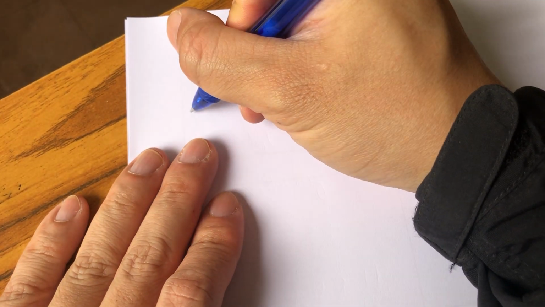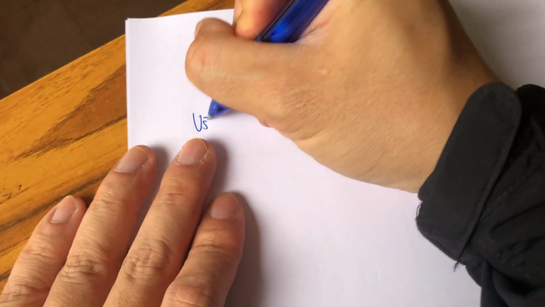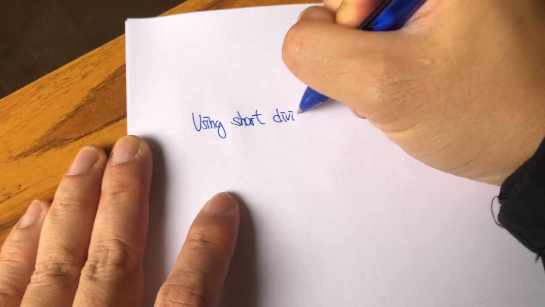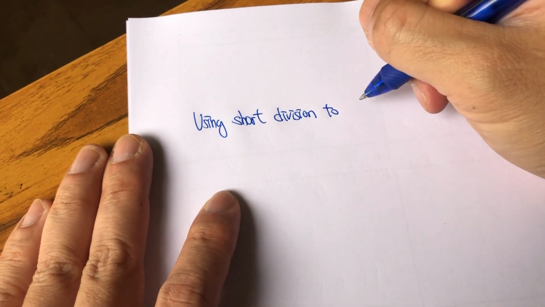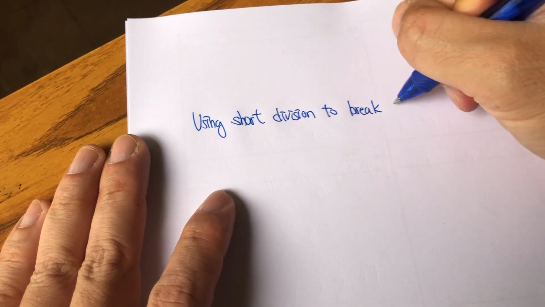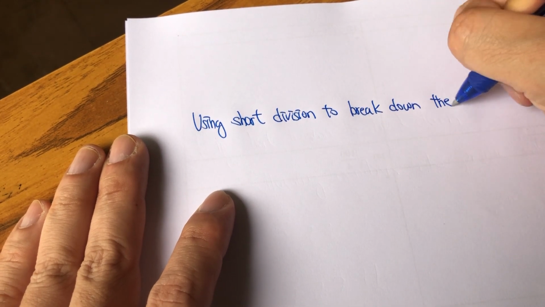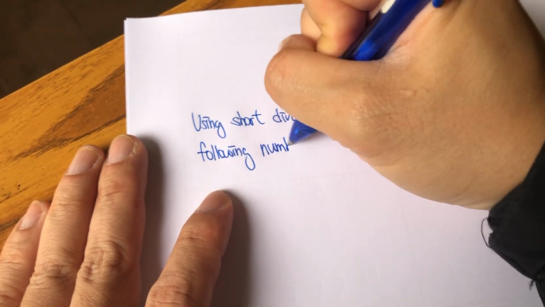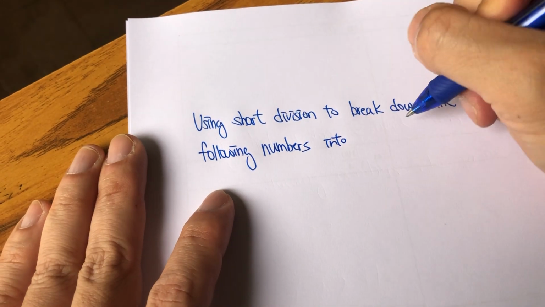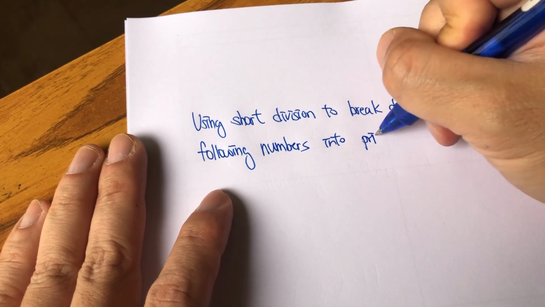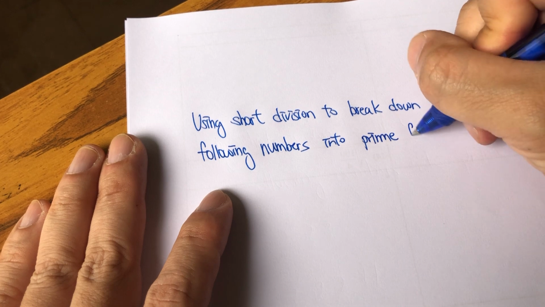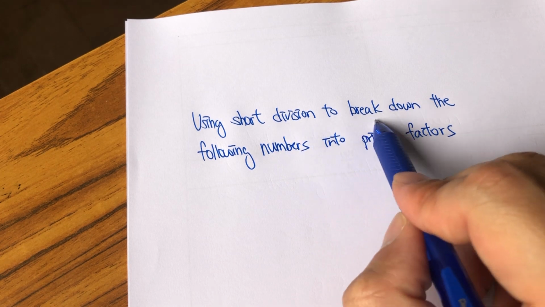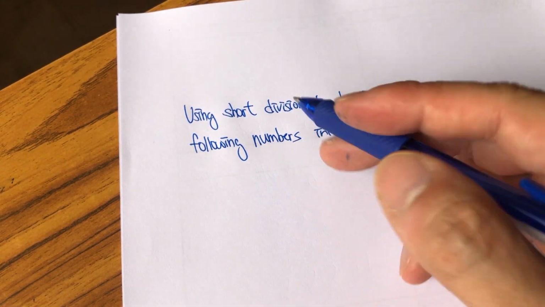We have to use short division to break down the following numbers into prime number factors. So using short division to break down the following numbers into prime number factors.